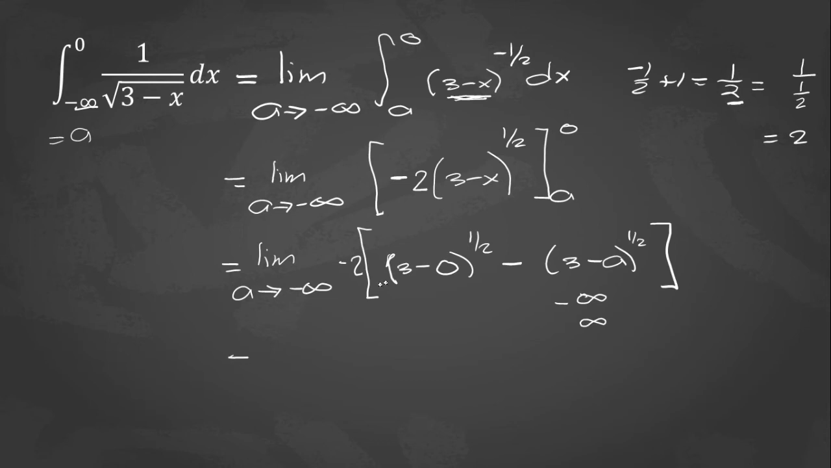Now we have the resulting function negative 2 times the square root of 3 plus infinity. Now notice that adding an infinitely large number to a negative still results in positive infinity. Thus our limit does not exist. Therefore this is divergent.